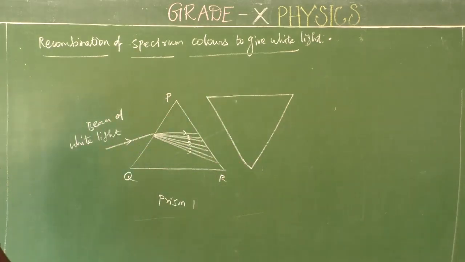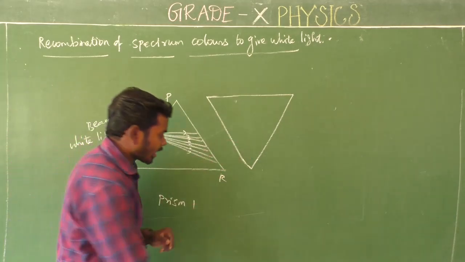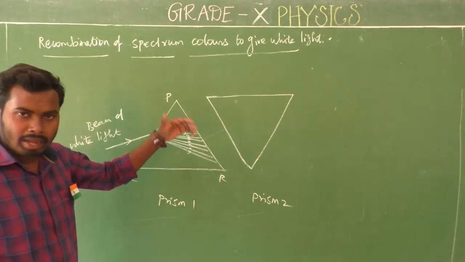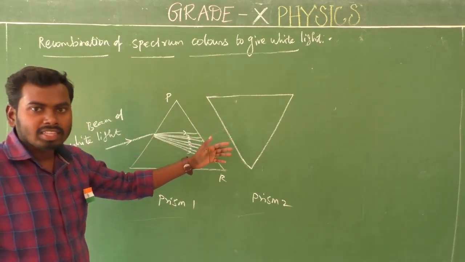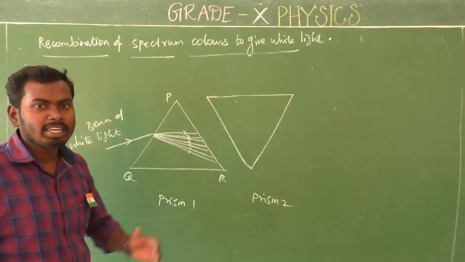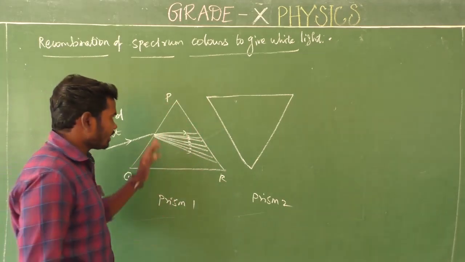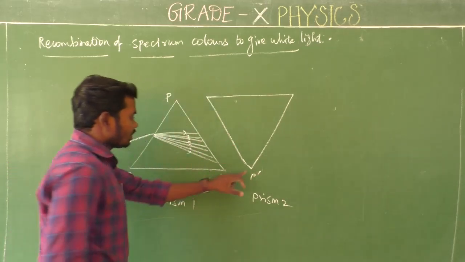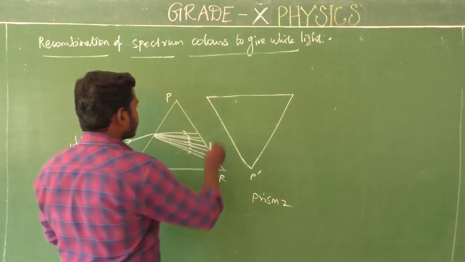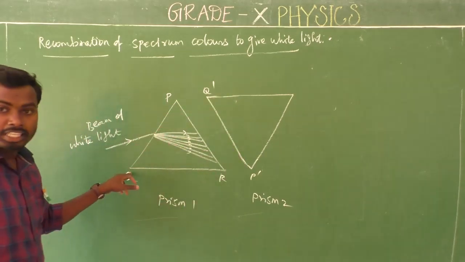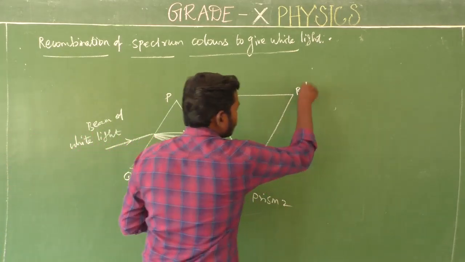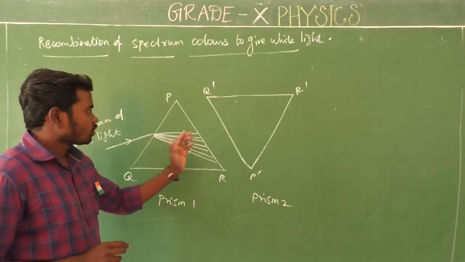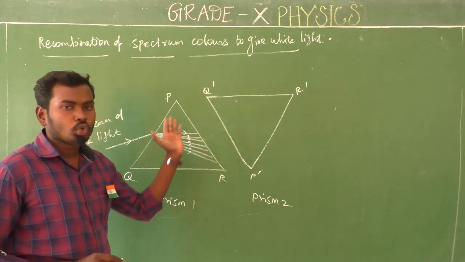Can you see clearly? Okay, consider the second prism. This is prism 2. The second prism is placed after the first prism in inverted position, which means reversed position. The faces of the second glass prism are P dash, same as P, this one. Then this is Q dash, same as this face. This is R dash, same as this R. Is it clear? There is some gap between the two glass prisms.